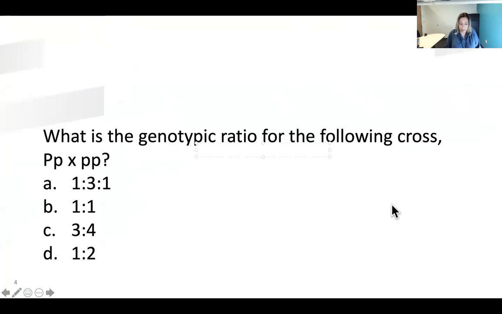All right, so we have a big P, little p individual. You don't need to know what gene we're looking at. You should be able to figure it out without that information. And little p, little p. So first we're going to get our gametes. This individual can have a big P or little p. This individual is homozygous, so there's only one type of gamete, little p.